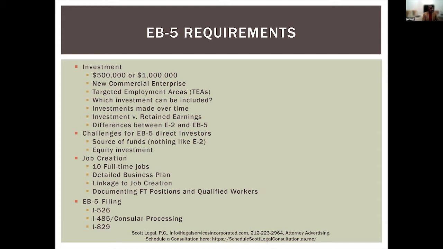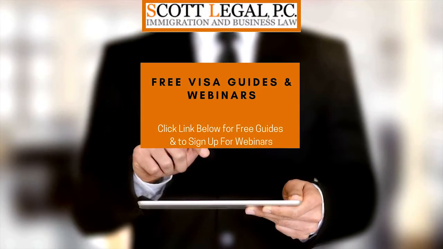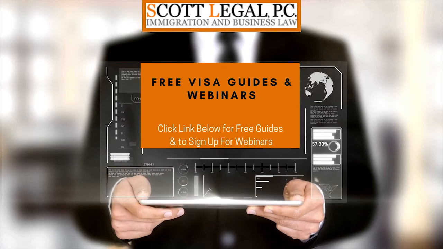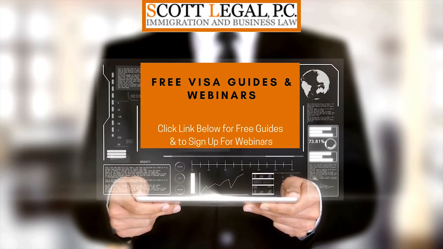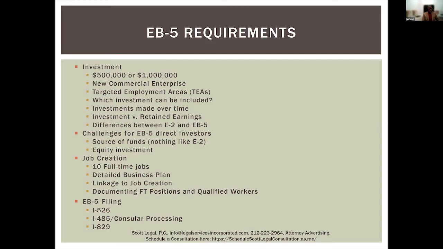The other big difference between E2 and EB-5 is jobs. E2 doesn't have a specific number of jobs that have to be created, but EB-5 does, and it's 10 full-time jobs, so not part-time. With E2, it doesn't really matter if some of the jobs are part-time. But also, the jobs have to be held by US citizens or green card holders. So that's another difference: only jobs where the people are US citizens or green card holders are going to count for the purposes of this.